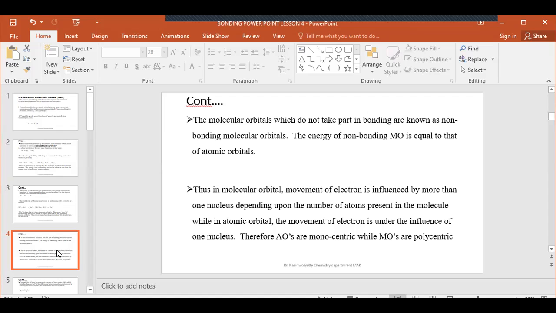Another point is that in a molecular orbital, the movement of an electron is influenced by more than one nucleus, depending upon the number of atoms present in the molecule. While in an atomic orbital, the movement of the electron is under the influence of only one nucleus. Therefore, atomic orbitals are monocentric, while molecular orbitals are polycentric because they have more than one nucleus.